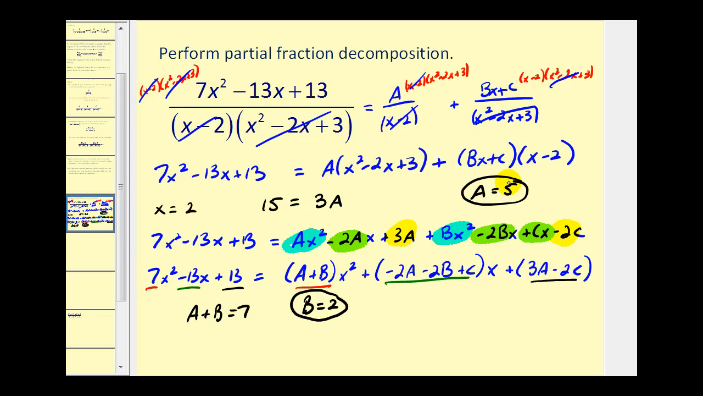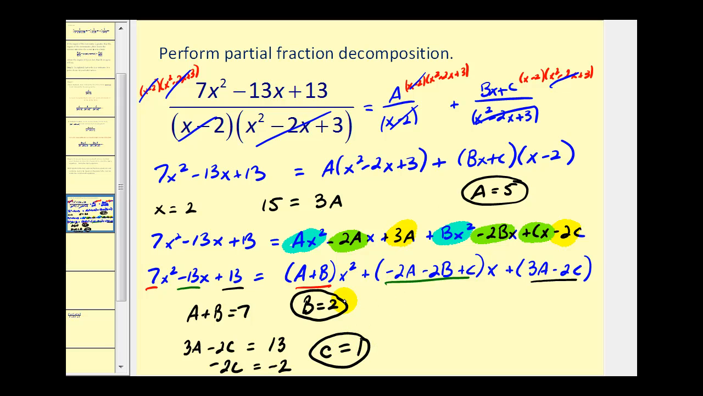So now we just need to find c. Let's take a look at the constant expression here. We know that 3a minus 2c must equal 13. But again, we know that a is equal to 5, so this would be 15 minus 2c equals 13. If we subtract 15 on both sides, we'll have negative 2c equals negative 2. So now we know that c is equal to positive 1.